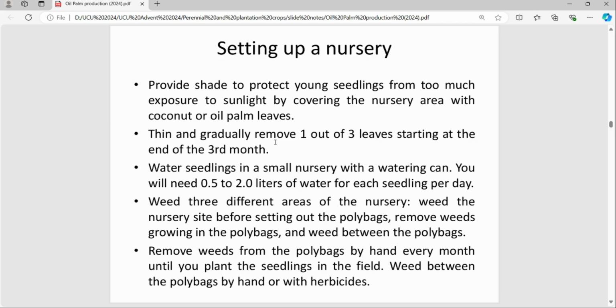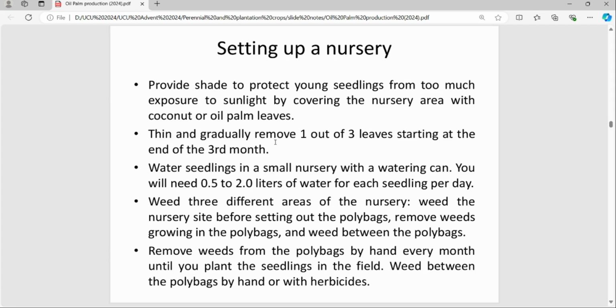Then you're also supposed to water the seedlings to ensure that they have enough moisture to grow well. And it is recommended that per seedling you should provide between 0.5 to 2 liters of water, depending on how big the seedlings are.